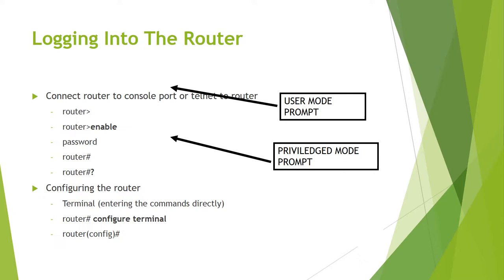Configure the router. After applying the enable command, the router enters enable mode. To configure the router, we can use the terminal, entering the commands directly on this terminal. So router hash config terminal. Now the router goes into configuration mode. Router config hash.